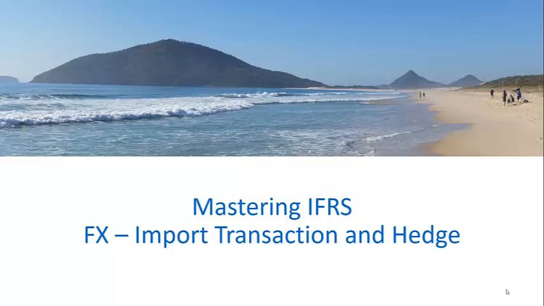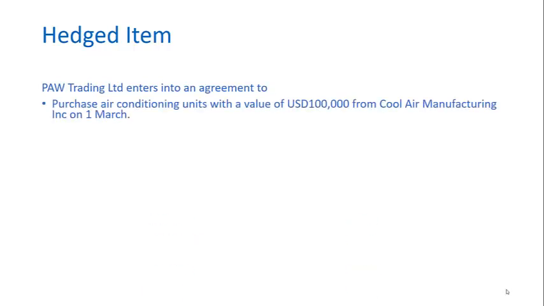Hi, what I'd like to do now is to demonstrate hedge accounting, and for this purpose I'm going to use a foreign currency import transaction, and we're going to have a hedge of that transaction. So in this particular case we have a hedged item, and the hedged item is an agreement to purchase air conditioners with a value of $100,000 from Cool Air Manufacturing, and the order is placed on the 1st of March.